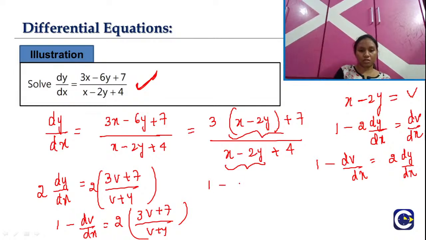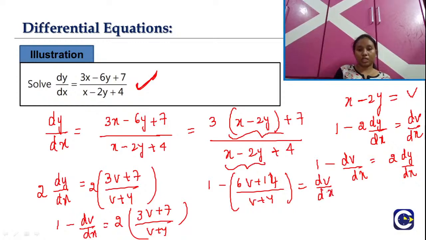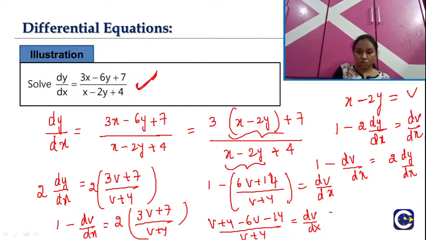So 1 minus (6v plus 14) divided by (v plus 4) is equal to dv by dx. So now we can just do the further LCM thing and take the common. So (v plus 4) minus 6v minus 14 is equal to dv by dx here. So let's just simplify it. I'm just doing it here. So v minus 6v will be minus 5v, and here it will be minus 10, divided by v plus 4, is equal to dv by dx.